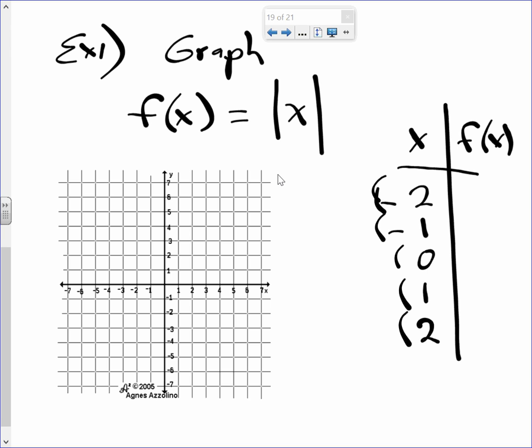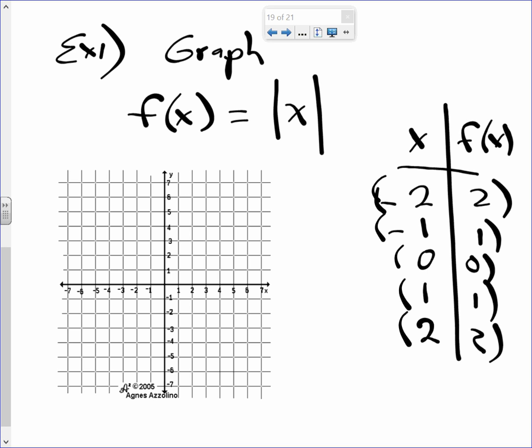All right, so wherever I see x, I'll replace it with the number. So what would be the absolute value of negative 2? We do this in our mind. Absolute value of negative 1. 0, 1, 2. All right, let's graph these puppies.